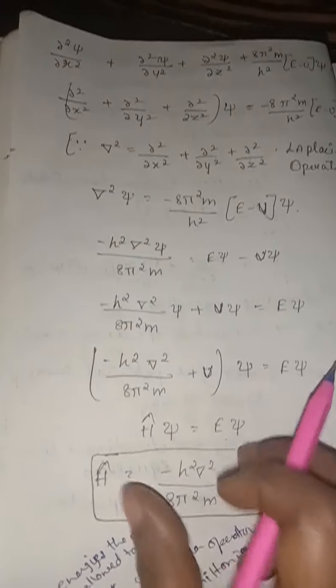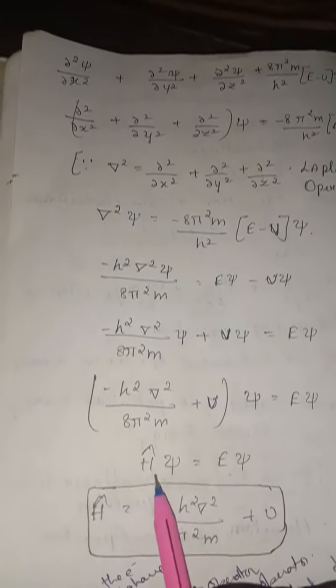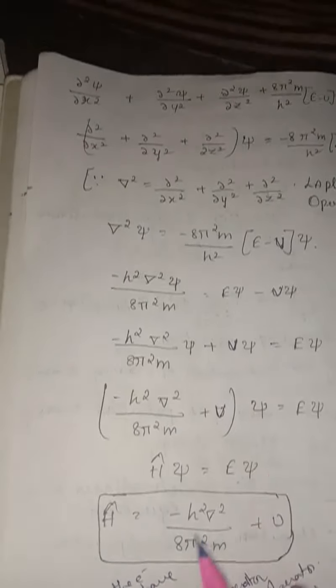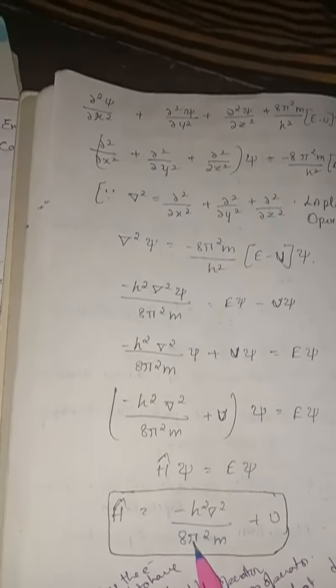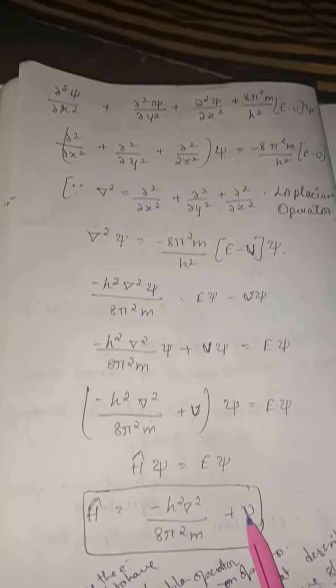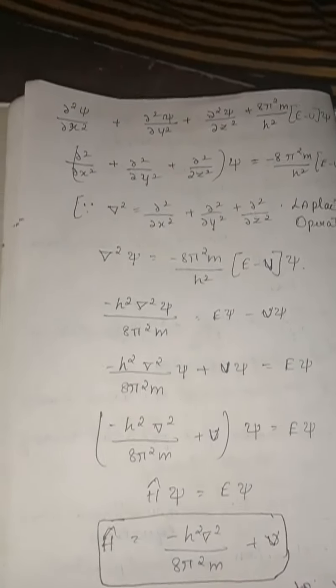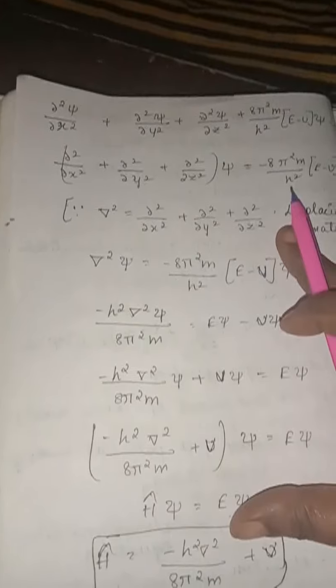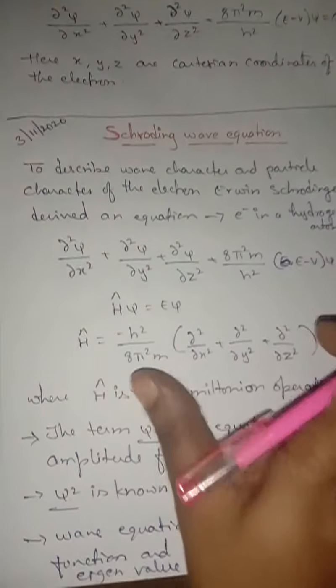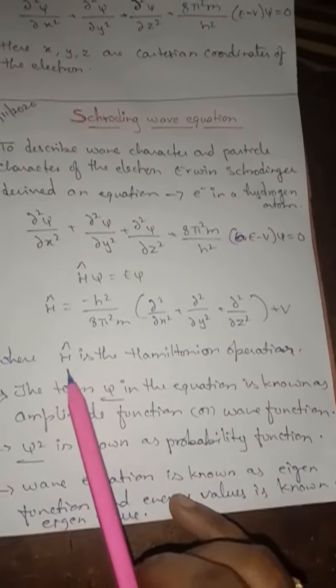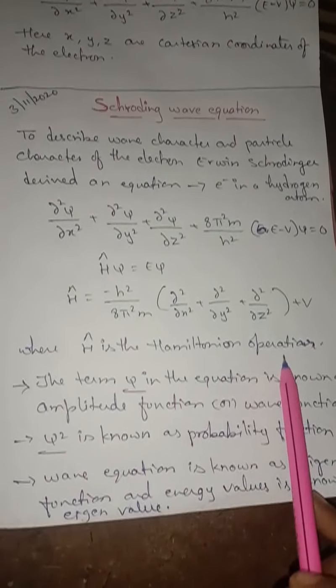Now you got how we get H cap psi equal to E psi? Where H cap equals minus h square del square by 8 pi square m plus V. Understand, children? This is the derivation of the Schrödinger wave equation, where H cap is the Hamiltonian operator.